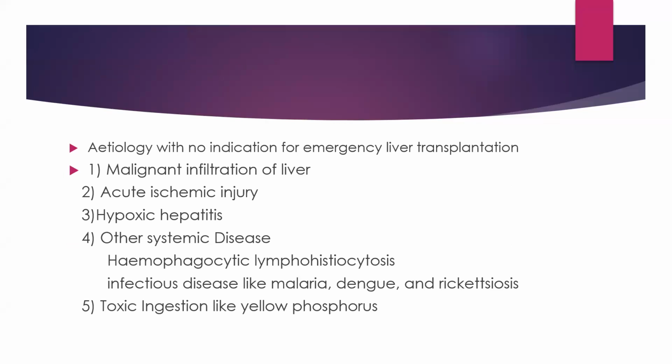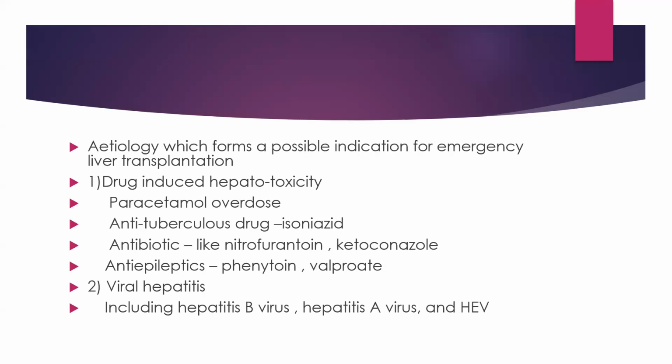So, first we'll see the etiologies with no indication for emergency liver transplantation. If the patient has malignant infiltration of the liver, then there is no indication for emergency liver transplantation. Or if the patient has acute ischemic injury, hypoxic hepatitis, and other systemic disease like hemophagocytic lymphohistiocytosis, infectious disease like malaria, dengue, rickettsiosis, or toxic ingestion like yellow phosphorus.